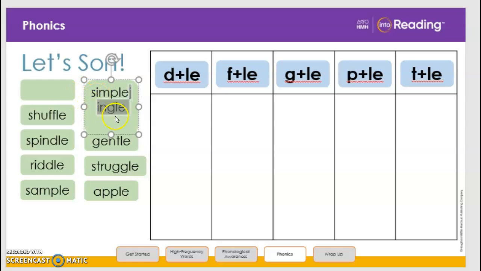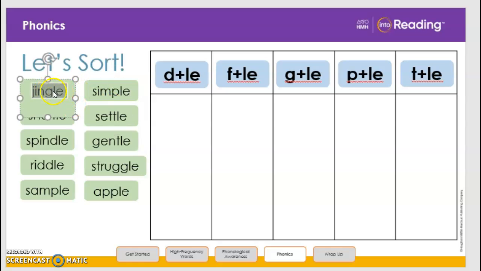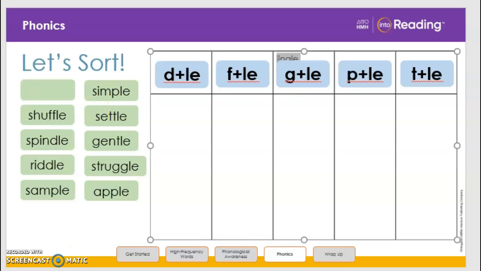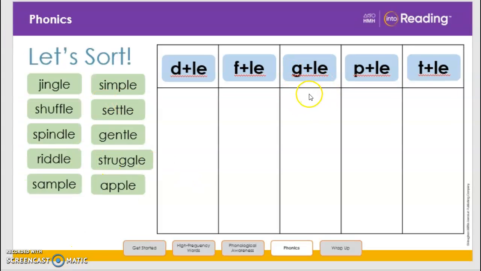Oh, how do I move it? Okay, so jingle would go right here under G plus L-E, jingle. What about shuffle? Let's look at that one, shuffle. Would it go under D plus L-E? No. What about F plus L-E? There's your F and there's your L-E. So yes, you would put the word shuffle right here under F plus L-E. All right, guys, if you will continue on with all of these words and place them in the appropriate heading.